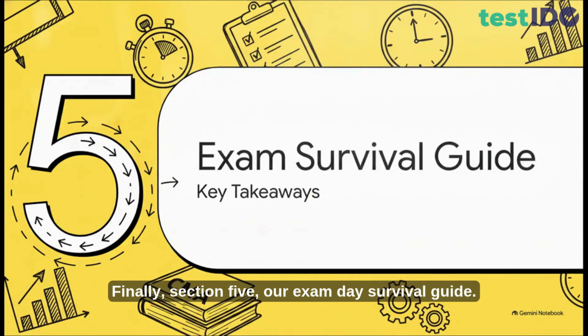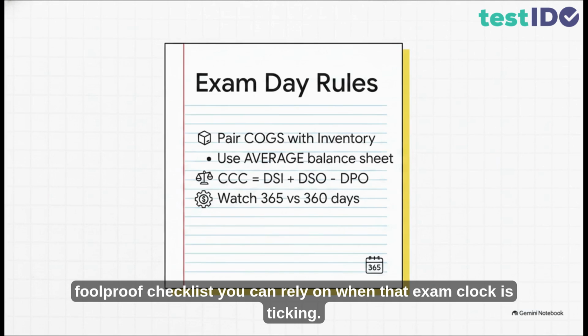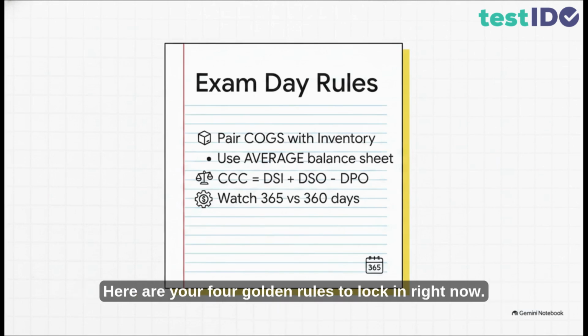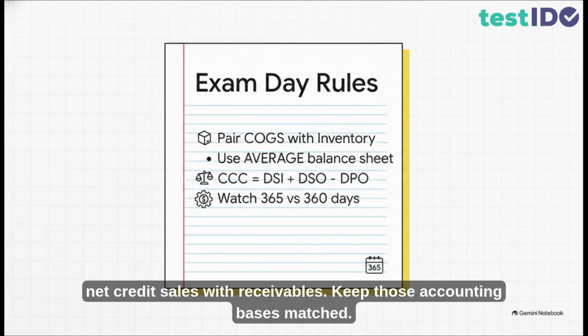Finally, Section 5, our exam day survival guide. Let's distill this entire lesson into a highly structured, foolproof checklist you can rely on when that exam clock is ticking. Here are your 4 golden rules to lock in right now. Rule 1, always pair cost of goods sold with inventory and net credit sales with receivables. Keep those accounting bases matched.